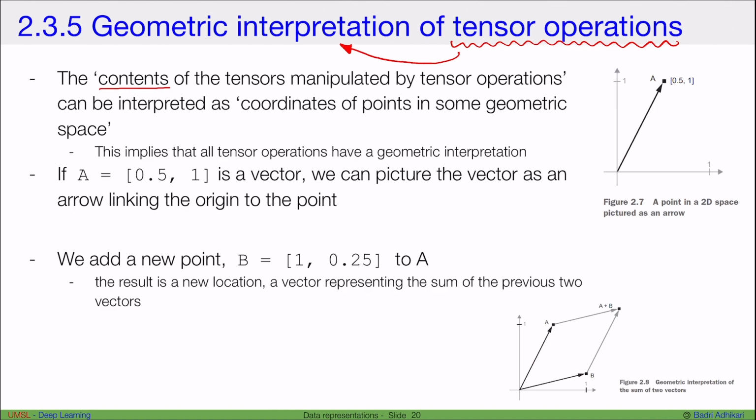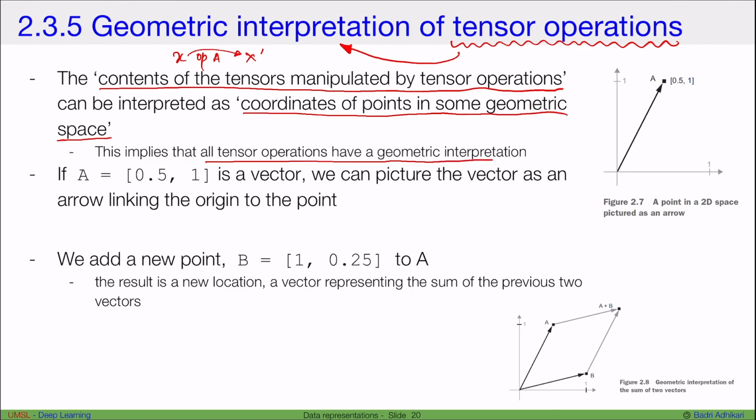The contents of the tensors manipulated by tensor operations, that is, if I have x, I perform operation A, and let's say I get x dash, can be interpreted as coordinates of points in some geometric space. This implies that all tensor operations have a geometric interpretation.